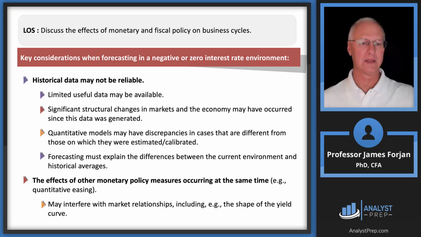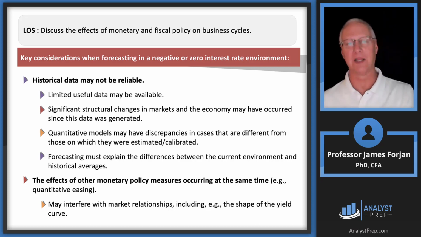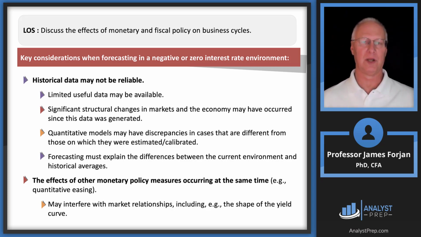But also, I like this next one here, the next arrow point, which tells us that, of course, we have this zero interest rate environment or negative interest rate environment, but we might be doing some other things. Remember, the Fed, they control interest rates, but they also control the money supply. So we've had this concept of quantitative easing since the 2008 financial crisis. And so there might be other measures that might be adding or subtracting to the negative zero interest rate environment.